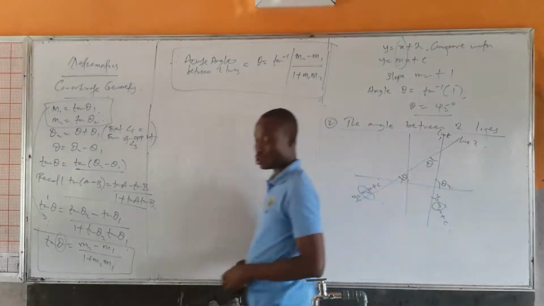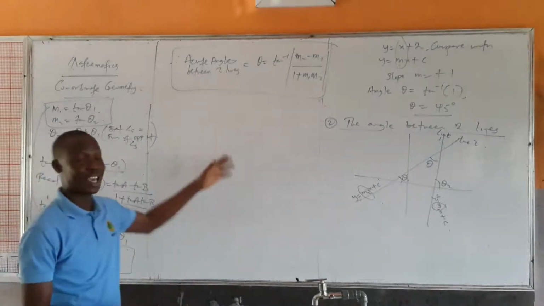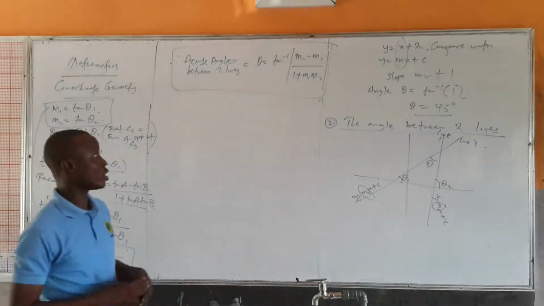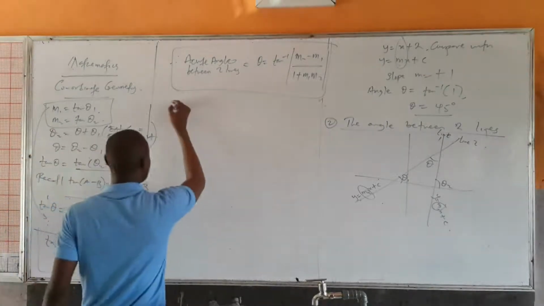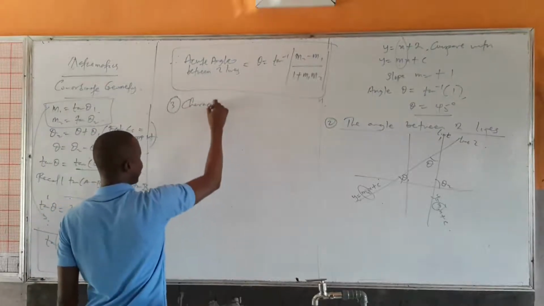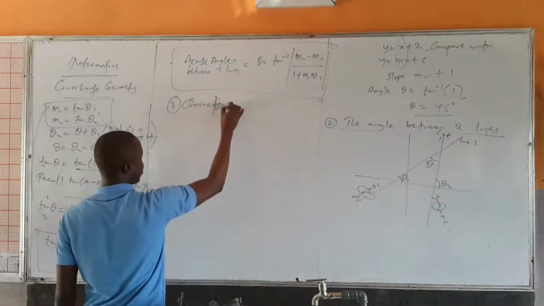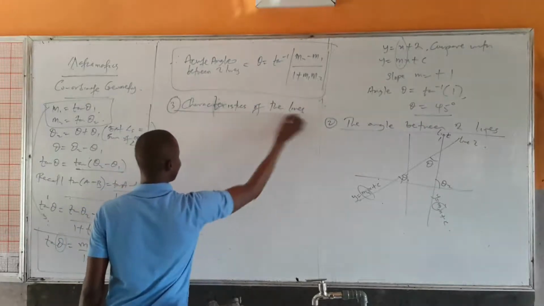That is not everything you can use slope for. We have mentioned two things you can use your slope for. You can use your slope to calculate the angle between a line and the x-axis. You can use your slope to calculate the angle between two lines. And also, you can use your slope to know the characteristics of the lines.